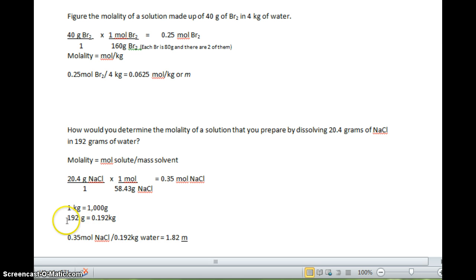We started out with 192 grams of water, and we need to change that to kilograms. So we divide by 1,000, or just move the decimal place 3 places to the left. And that gives us 0.35 moles of NaCl divided by 0.192 kilograms of water. And that gives us our final answer of 1.82 molal, which is m lowercase italics.